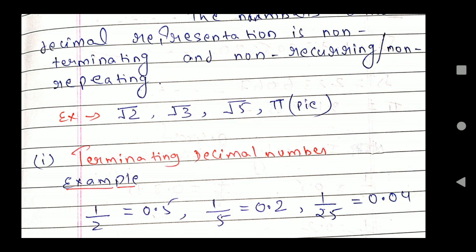Same condition, 1 by 5: we get 0.2. Also make it in rough, and we will get remainder 0. Next is 1 upon 25: we get 0.04. Here also the remainder is 0. You have to make rough work in your copy and see whether the remainder is 0 or not.